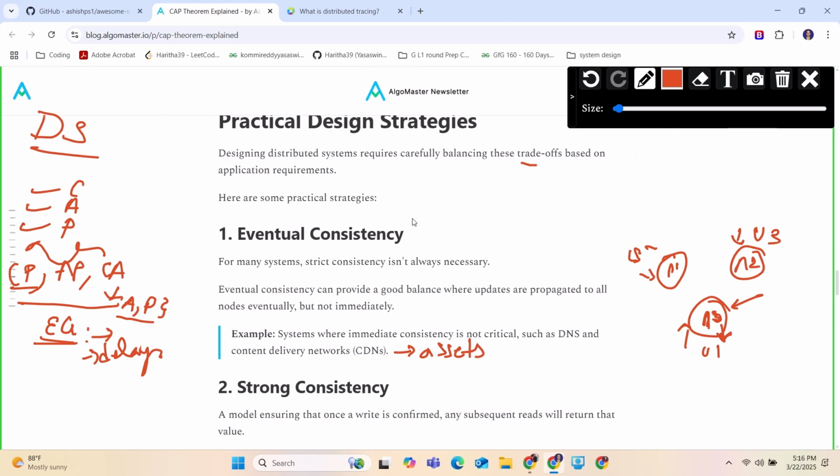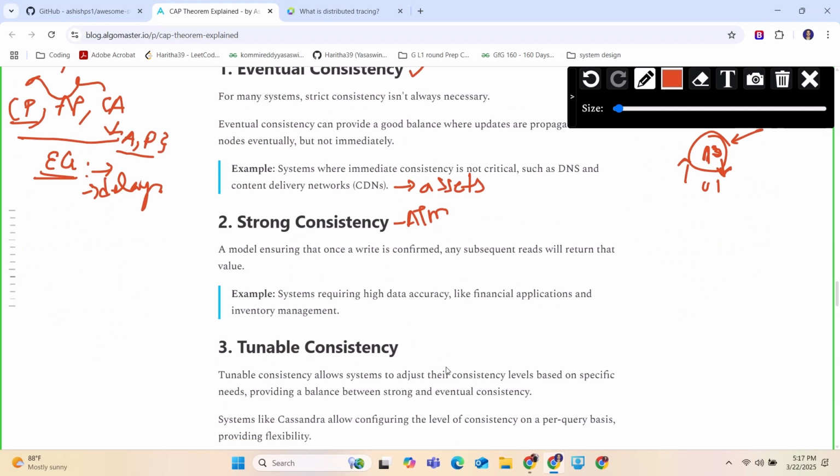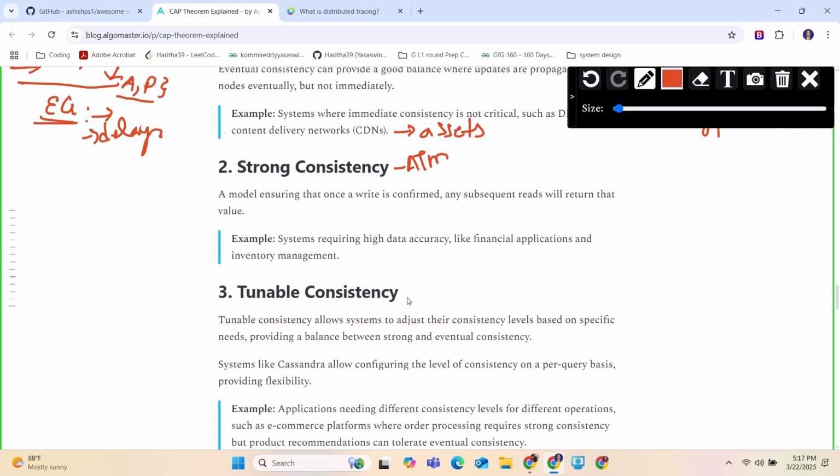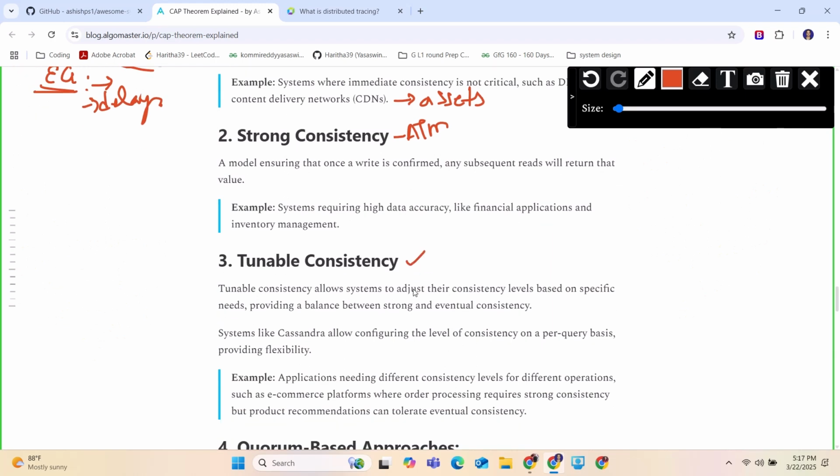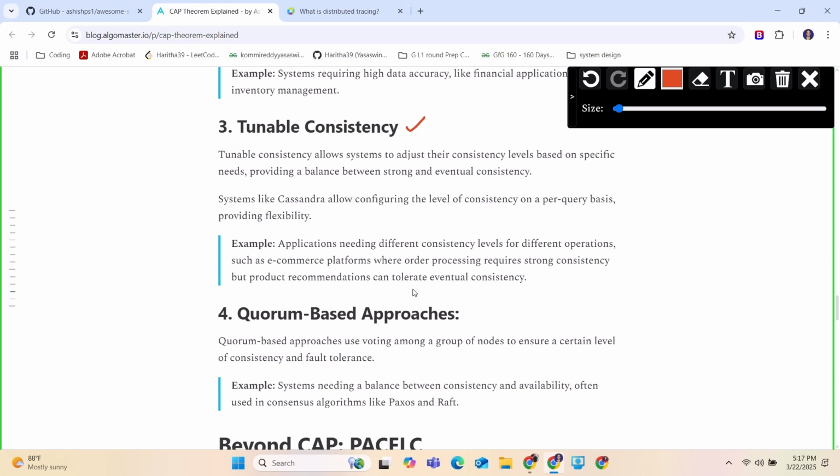Practical strategies in eventual consistency and in strong consistency; obviously, an ATM is the best example. Next, tunable consistency. What is tunable? Tunable consistency allows systems to adjust their consistency levels based on specific needs, providing a balance between strong and eventual consistency. Systems like Cassandra allow configuring the level of consistency on a per query basis, providing flexibility.